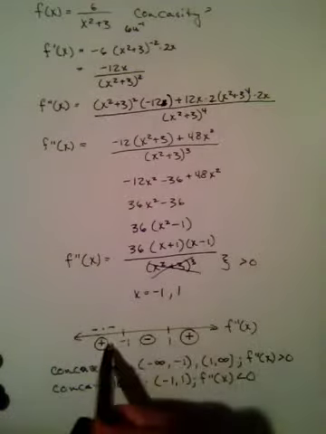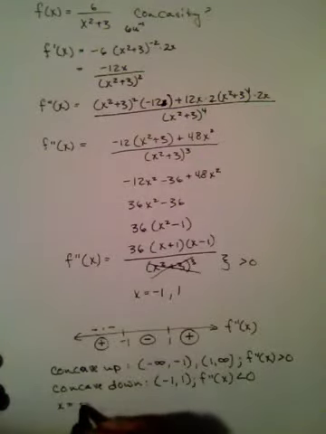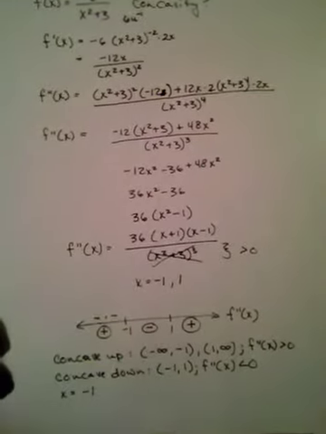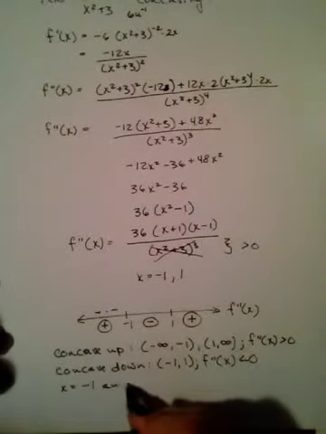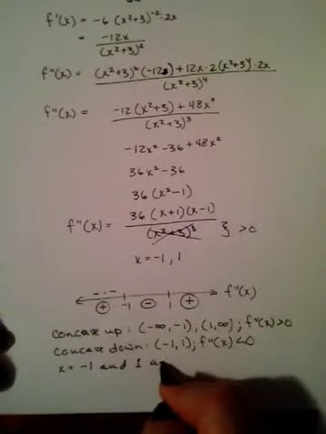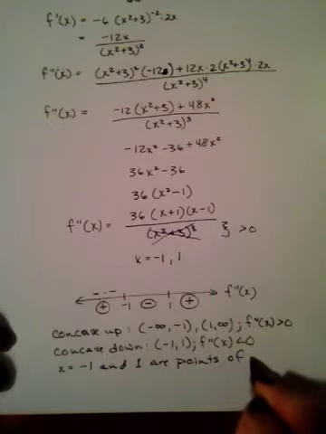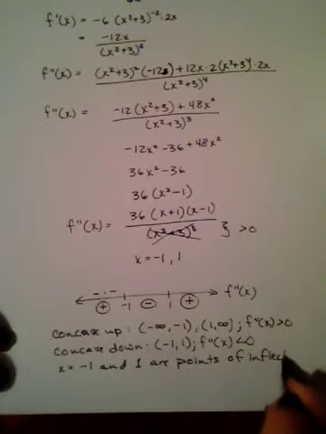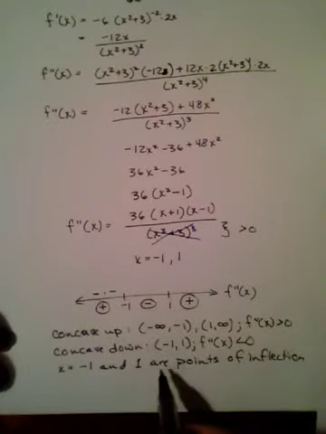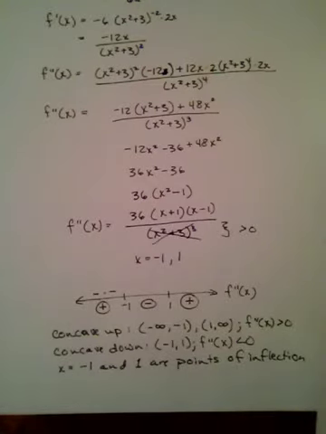And since the sign of the second derivative changed, I know that x equals negative 1 and 1 are points of inflection. The justification would be that f double prime of x changes signs. And that would be the end of that example.